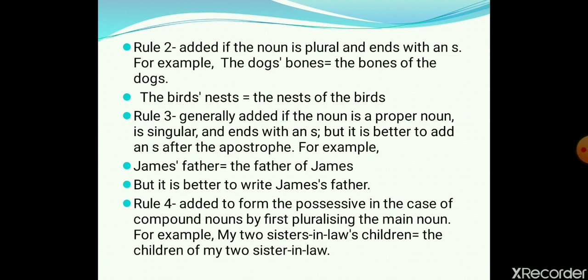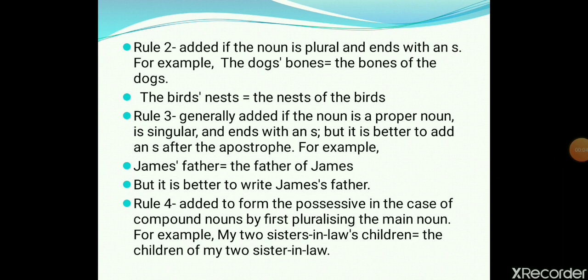But here, if I am saying the dogs' bones, I am talking about the plural noun dogs, right? We are talking about many dogs. So whenever we are talking about any plural noun, we have to place the apostrophe after S. I hope this is clear. The birds' nest. Here we are talking about many birds. This is a plural noun. That is why we place the apostrophe after S. I hope rule 2 is clear to everyone.